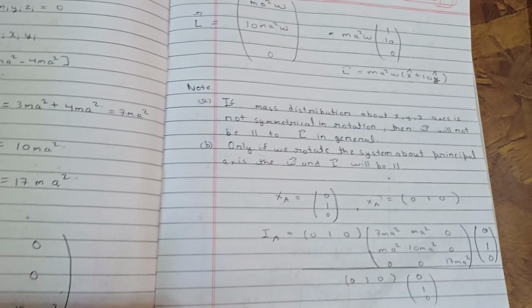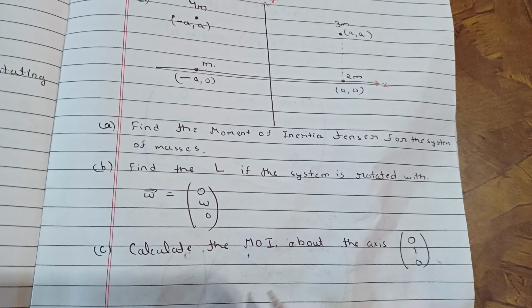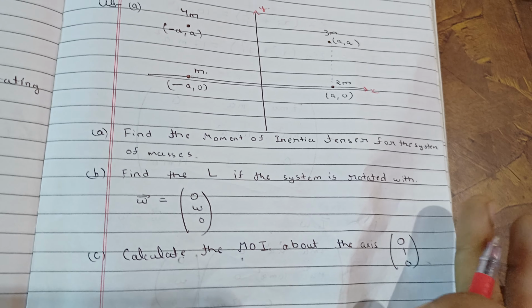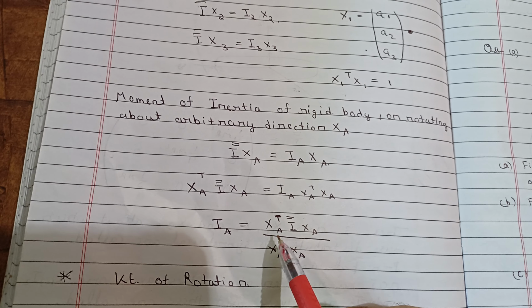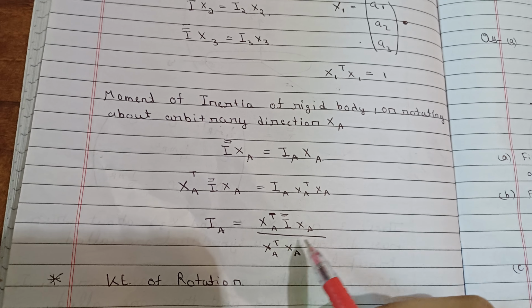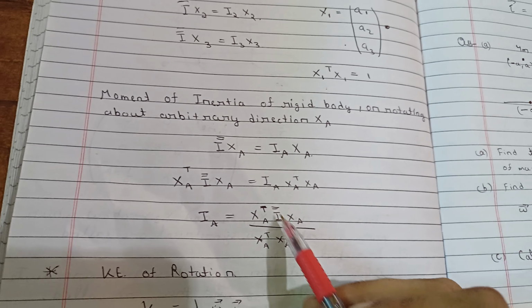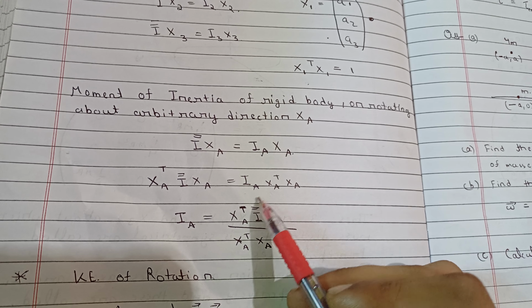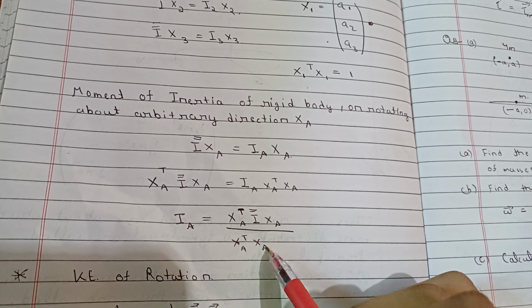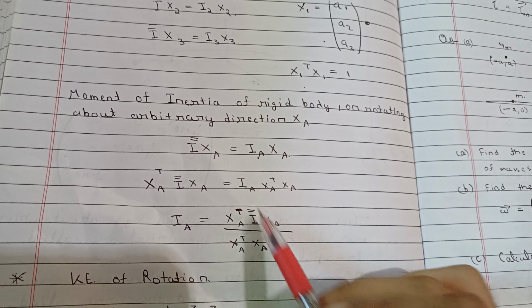Now there is this third question. We need to find the moment of inertia about this axis. I already gave you this formula. Around any axis, the moment of inertia will be x_a transpose I x_a. This is nothing but, if you have x_a as a column vector, take the transpose, multiply by the moment of inertia tensor, and again by that vector. So just multiply these, put in the values, and you can find the moment of inertia.